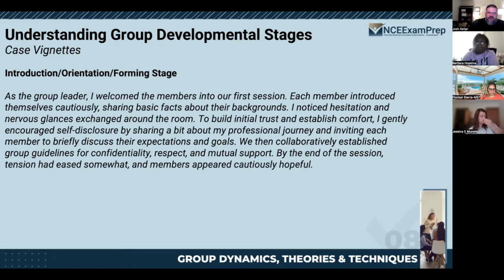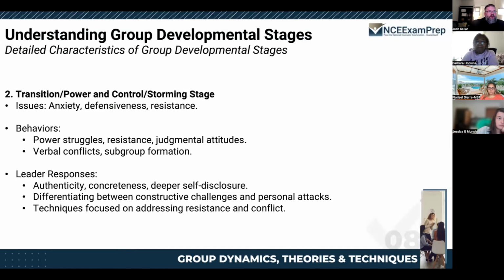Okay, so that kind of captures what it would be like for a group leader in this initial stage of group formation. Okay. And then we have the transition, power and control, storming stage. Main issues here are anxiety, defensiveness, and resistance. Okay, so we've done the introductions and now we're getting into the nitty-gritty, which is where people have all of their ways of avoiding dealing with things beginning to show up, right?